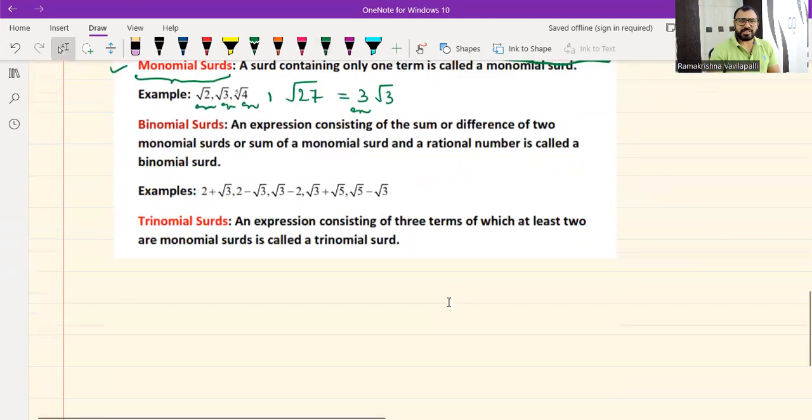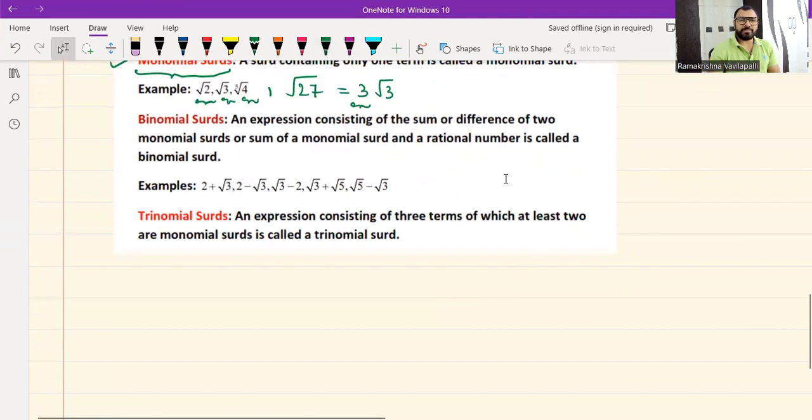So binomial surds means an expression consisting of the sum or difference of two monomial surds. Two monomial surds is called a binomial surd. Or the sum of a monomial surd and a rational number is also called a binomial surd.